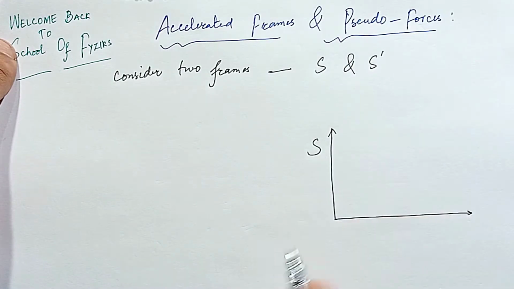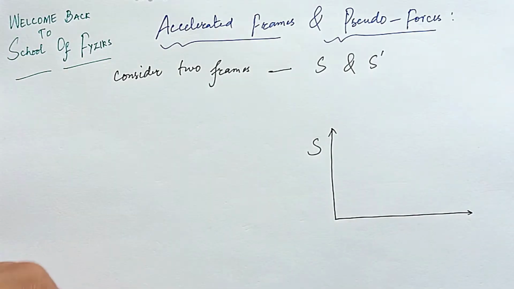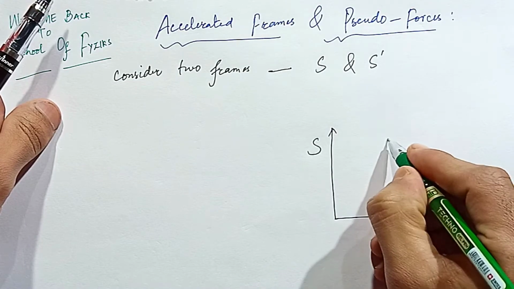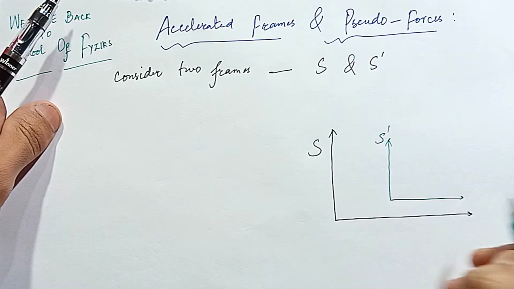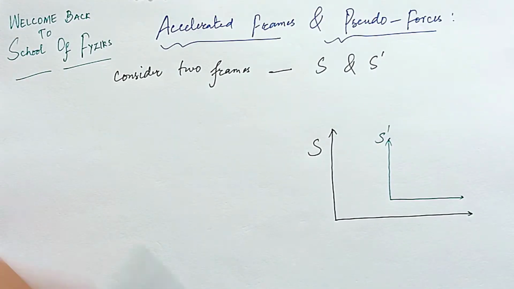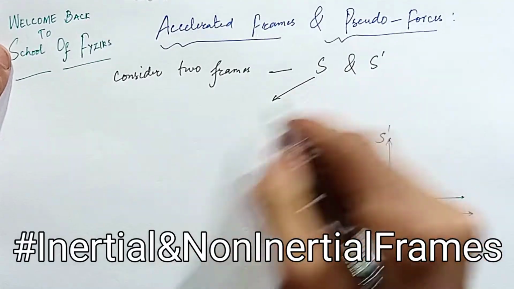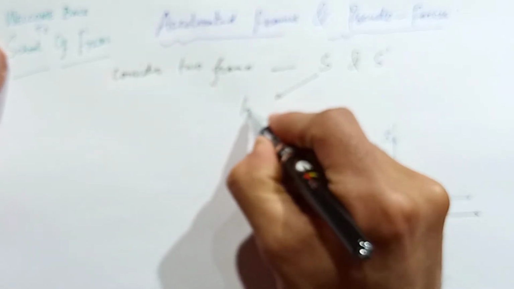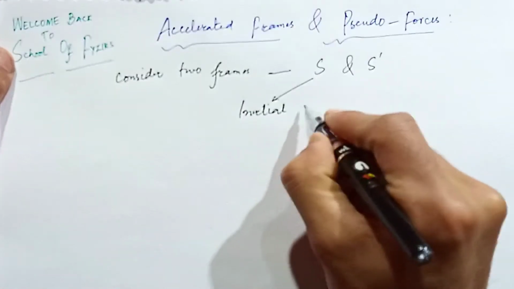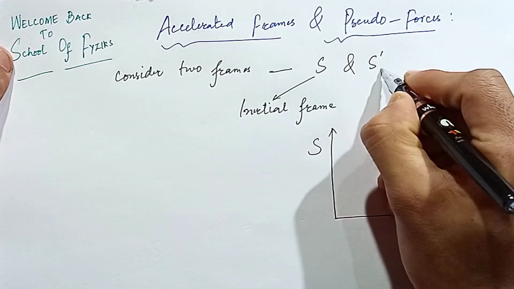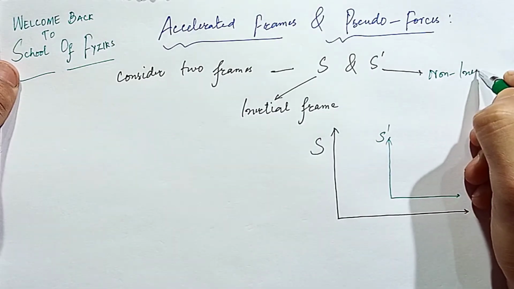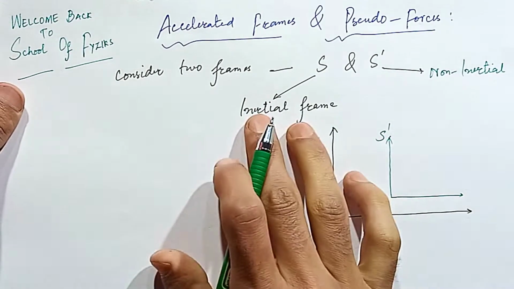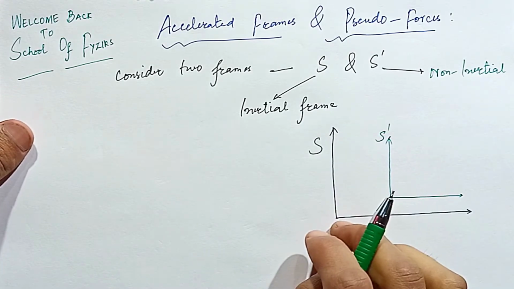So this will be frame of reference S, and another frame of reference will be this one, S prime. What does that mean? We are considering two frames of reference, S and S prime, where S is the inertial frame of reference, and S prime is non-inertial. What do inertial and non-inertial frames of reference mean?